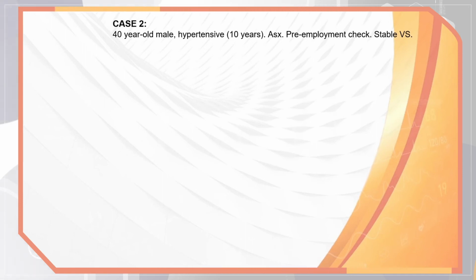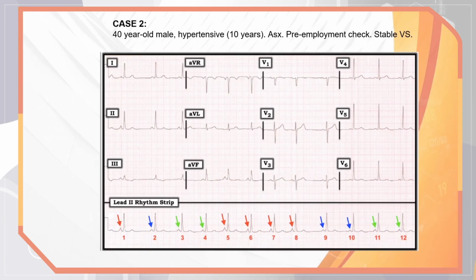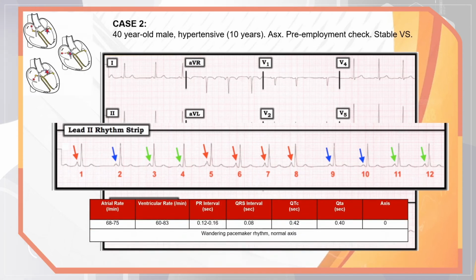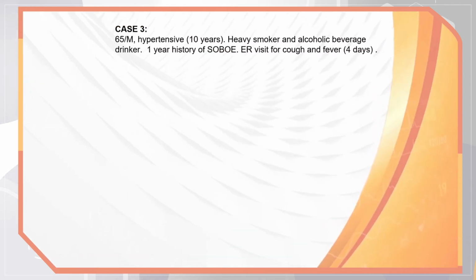Now going to the second case, we have a 40-year-old hypertensive male who presents for a pre-employment check. He has stable vital signs. This is his 12-lead ECG. On the bottom portion is the rhythm strip, and color-coded in various arrows are the different P-wave morphologies. Note that there are 3 different colors indicating 3 different foci of the P wave. The heart rate is less than 100 beats per minute, indicating a normal rate. This rhythm is called a wandering pacemaker. It is a normal variant.